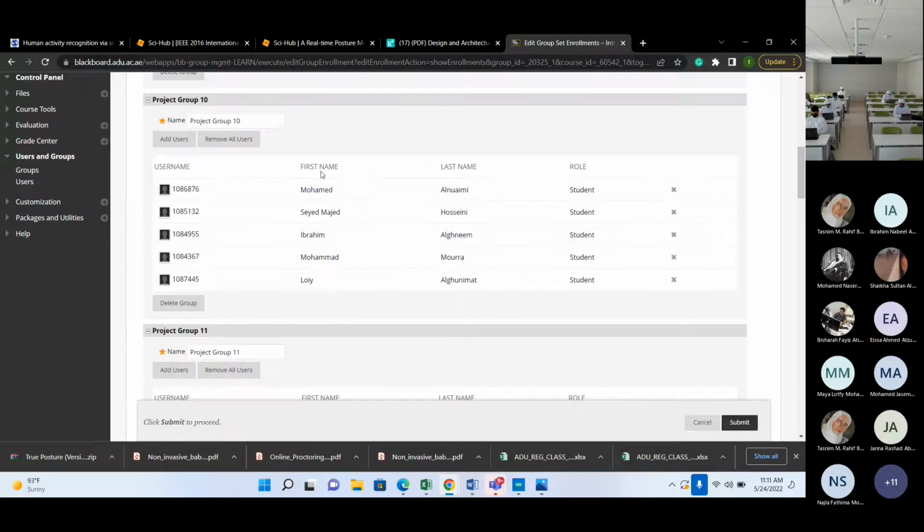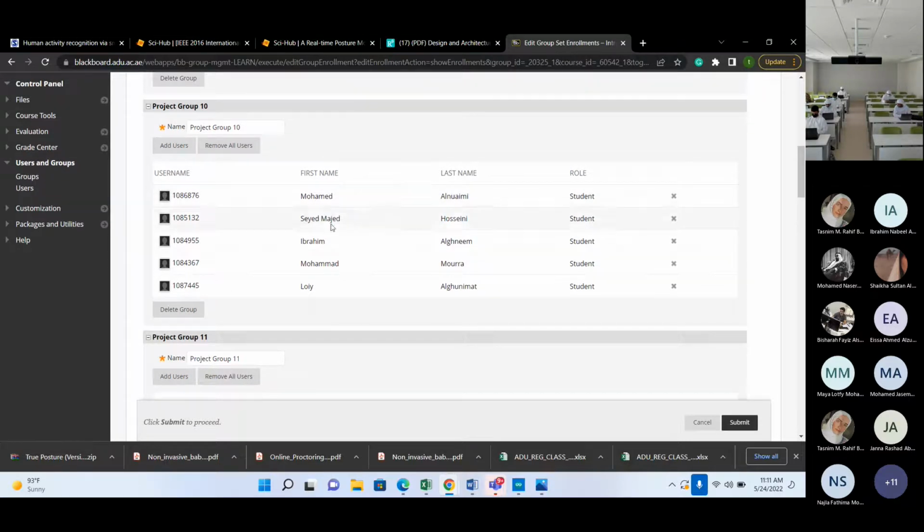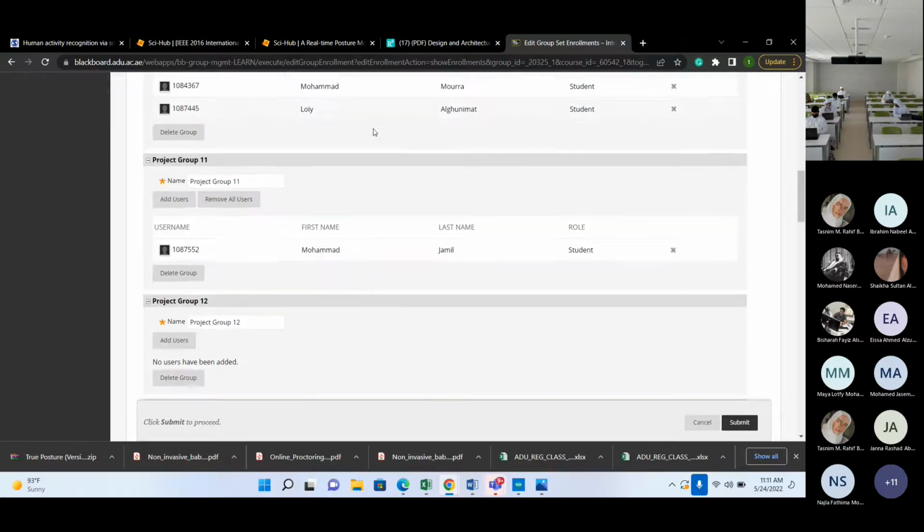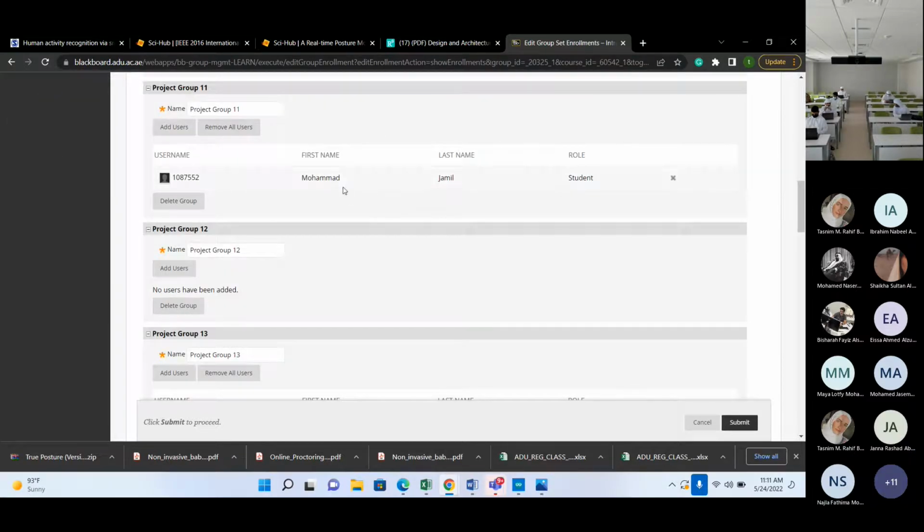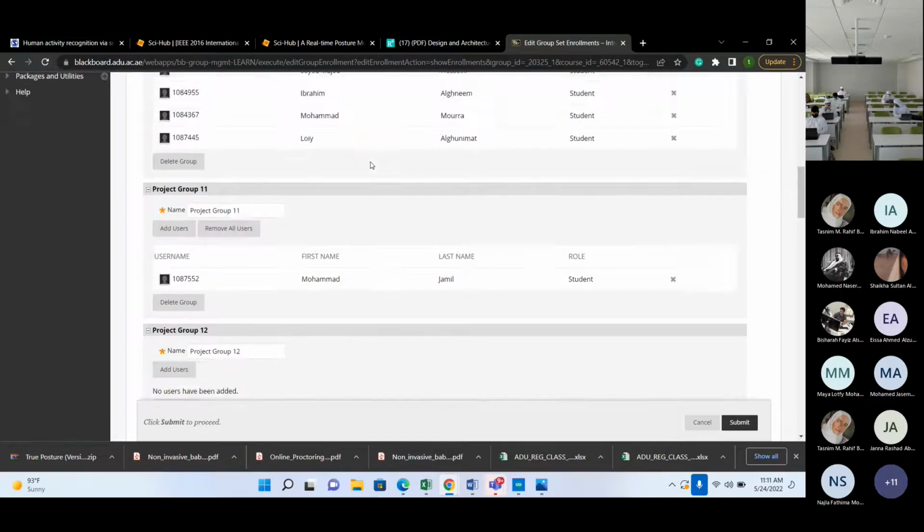All right, so let me just go over this. Muhammad al-Naimi, Sayed Majid, Ibrahim, and Muhammad Moura and Luay. You guys are together, all of you are computer engineering students, right? Yes, doctor, yes. Perfect. Okay, now we have Muhammad Jamil. Muhammad Jamil, what is your major?